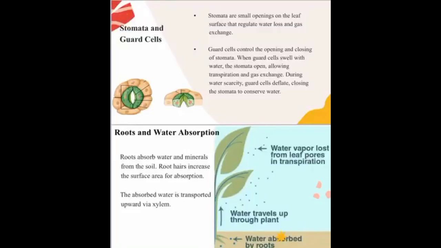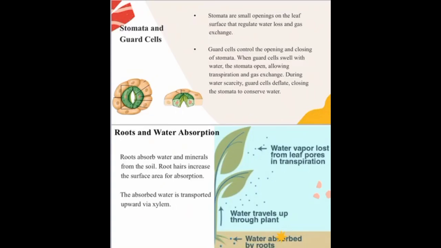Stomata and guard cells. Stomata are small openings on the leaf surface that regulate water loss and gas exchange. Stomata are tiny pores on the surface of leaves. Their primary function is to regulate the exchange of gases like carbon dioxide and oxygen, and water vapor between the plant and its environment. This process is crucial for photosynthesis, using CO2 to make sugars, and respiration, releasing CO2.